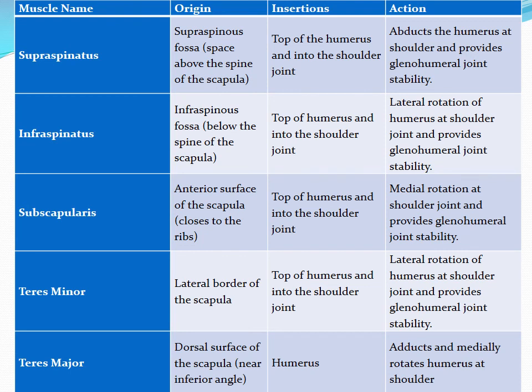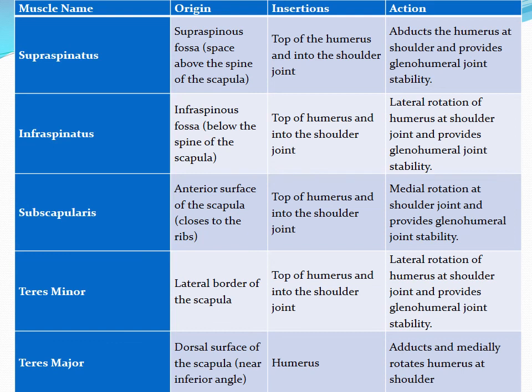Let's skip subscapularis for a quick second. Let's go to teres minor. This is also below the spine of the scapula, but now we've gone so far below that we're at the lateral border of the scapula. It attaches to the top of the humerus, and you notice it does the exact same thing as the infraspinatus. It does lateral rotation. Let's step back to the subscapularis.